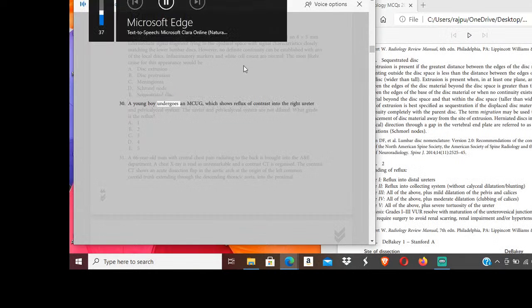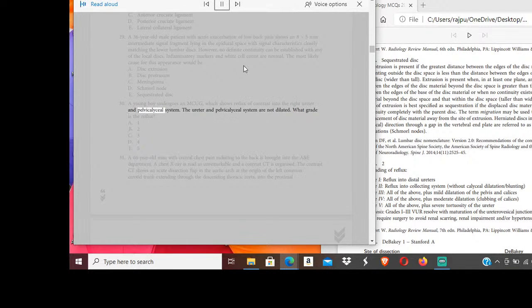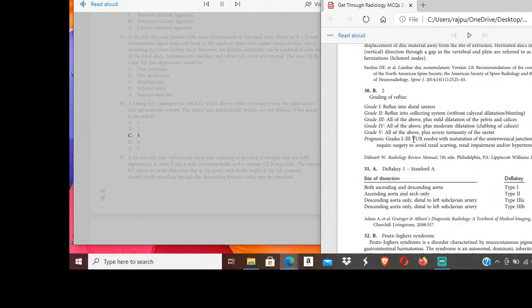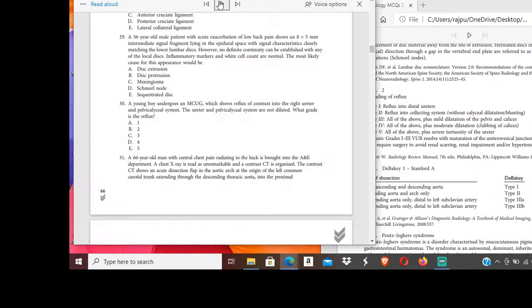30. A young boy undergoes an MCUG, which shows reflux of contrast into the right ureter and pelvicalyceal system. The ureter and pelvicalyceal system are not dilated. What grade is the reflux? A. 1, B. 2, C. 3, D. 4, E. 5.